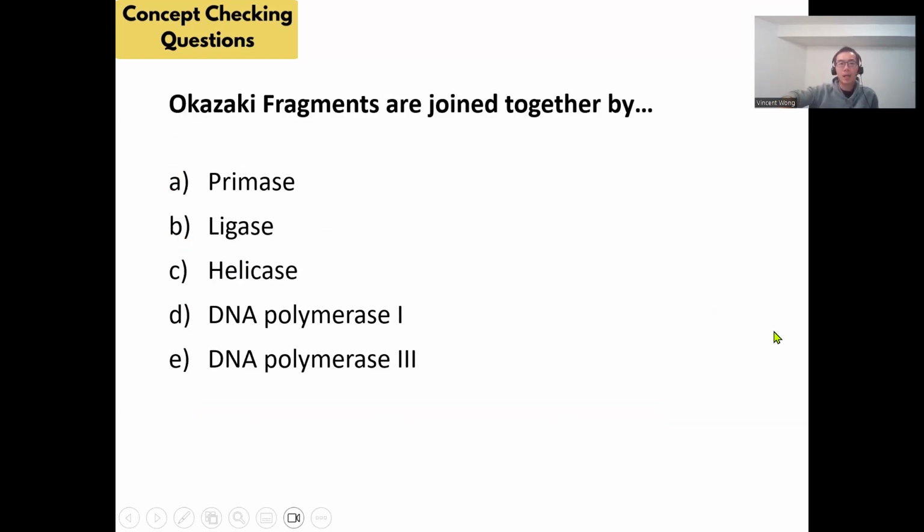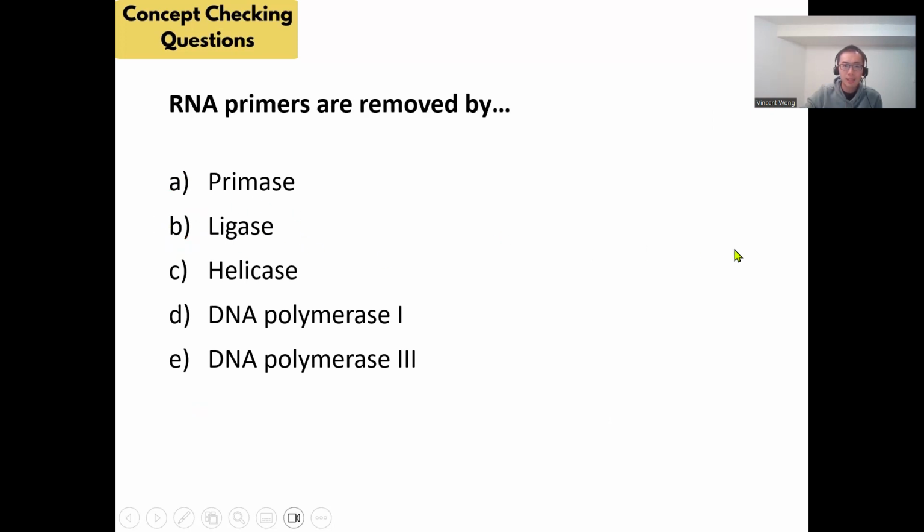Okazaki fragments are joined together by ligase. To ligate is to join two things together, to glue them together. So we need the ligase. RNA primers are removed by, which one is this, guys?